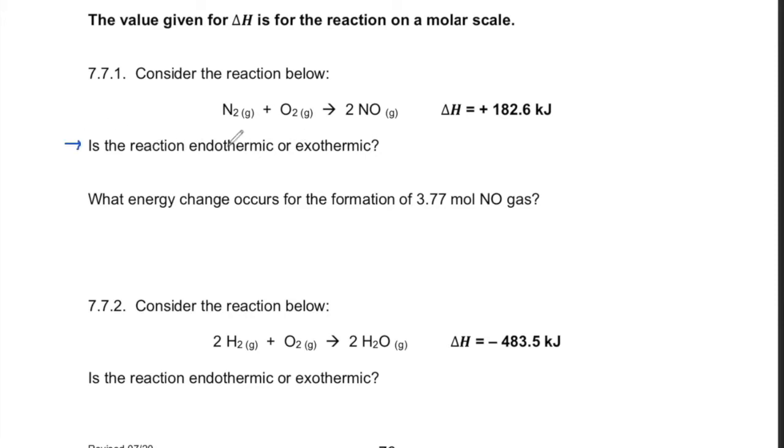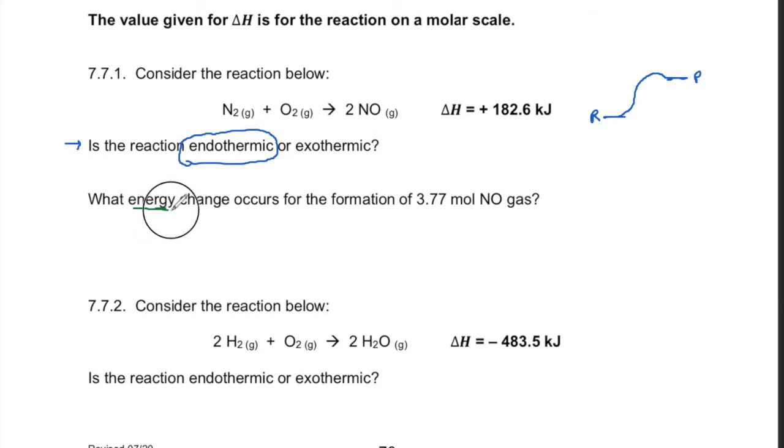So is the reaction endothermic or exothermic? We were just talking before about how a positive change in enthalpy means that you had to put energy into the reaction. The products are higher in energy than the reactants, so this would be an endothermic process. So this amount of thermal energy is absorbed in this process.